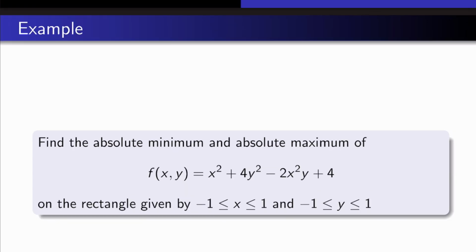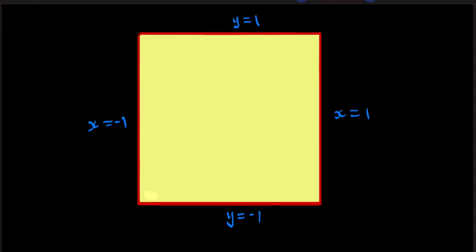With this in mind, let's try our first example. With example 1, we have to find the absolute minimum and the absolute maximum of the given function f of x, y in the rectangle given by these two inequalities. Sketching the given inequalities gives this rectangle.